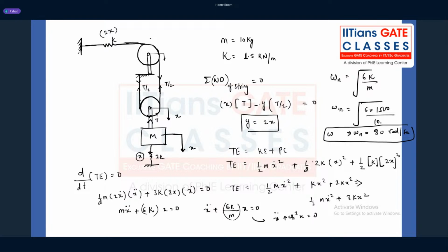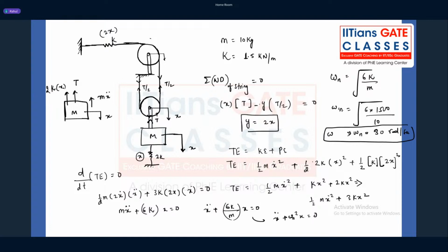If you want to follow the D'Alembert method, you have to make the free body diagram of this capital M. You are disturbing it by the amount x, then what will be the inertia force? M x double dot will be acting in the upward direction. What about this T? It will be T, for example. The spring will be getting displaced downward, so it will offer the reaction force in the upward direction: 2K into x.